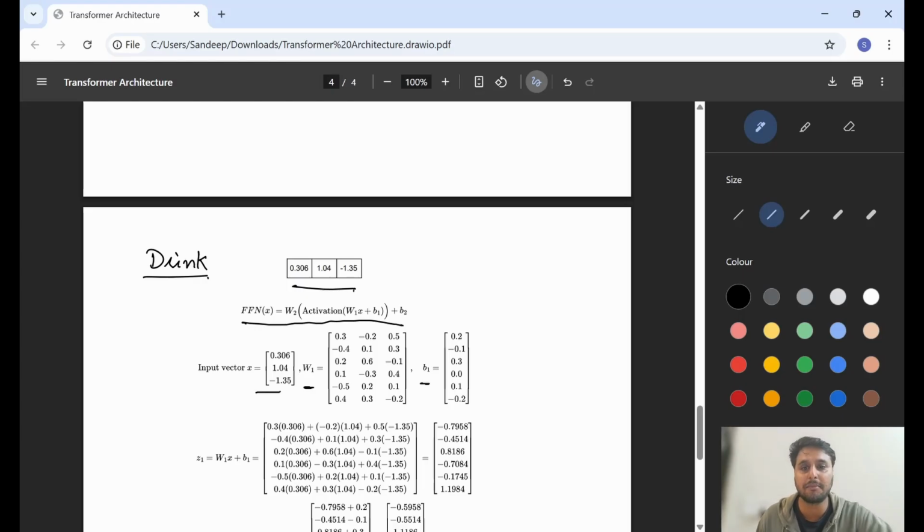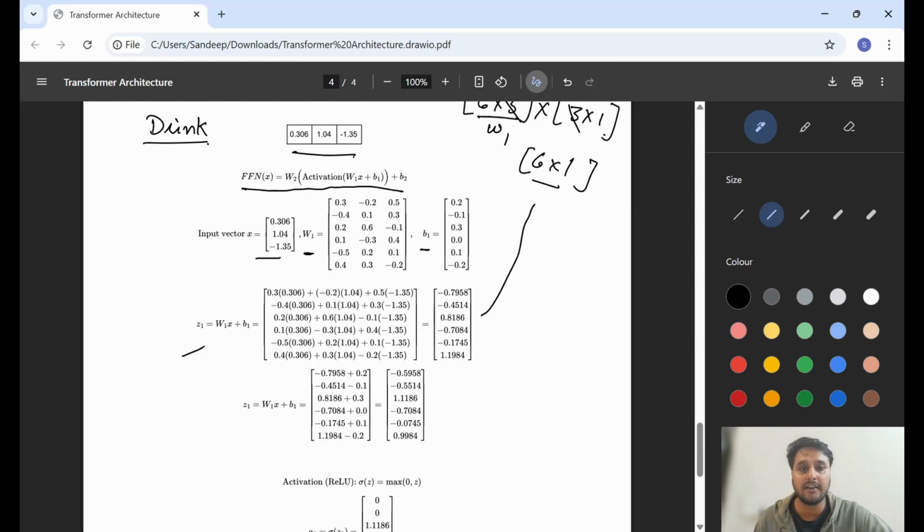So first we multiply our input vector with the weight matrix. Now you can see that our weight matrix is of size 6 into 3. This is our W1. When we multiply this with our input matrix, that is 3 into 1, the 3 gets cancelled out and the output we will get is of size 6 into 1. So this Z1 we will get after doing this operation. After that we add B1, W1 X1 plus B1, and then we will get our final Z1.